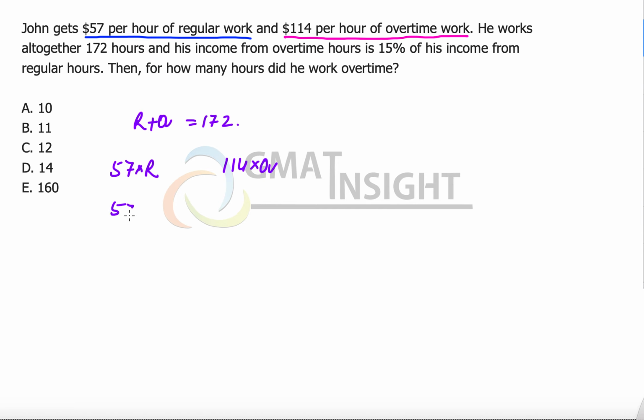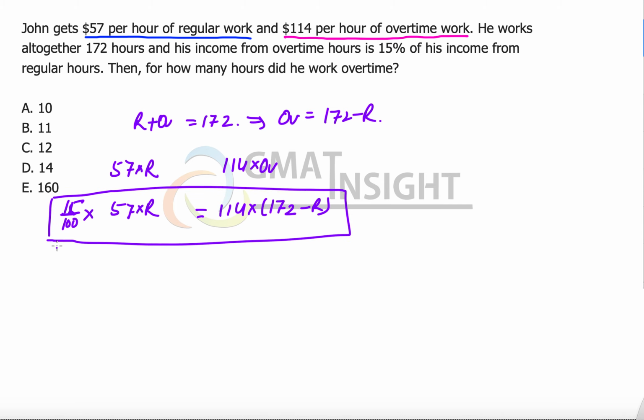But since we already know that the overtime hours he is working is 172 minus r, because we can calculate it from the first equation, 172 minus the regular hours, so we can say 114 multiplied by (172 minus r). And the question also says his income from his overtime hours is 15% of his income from regular hours. So this overtime hours income is equal to 15% of his regular income. So here we have the equation from the language of the question, which we have to simplify.